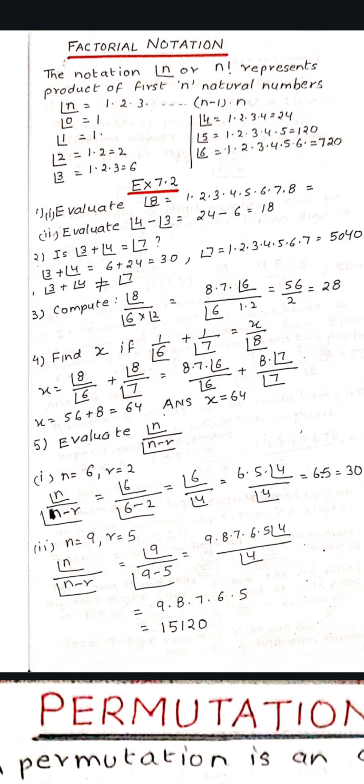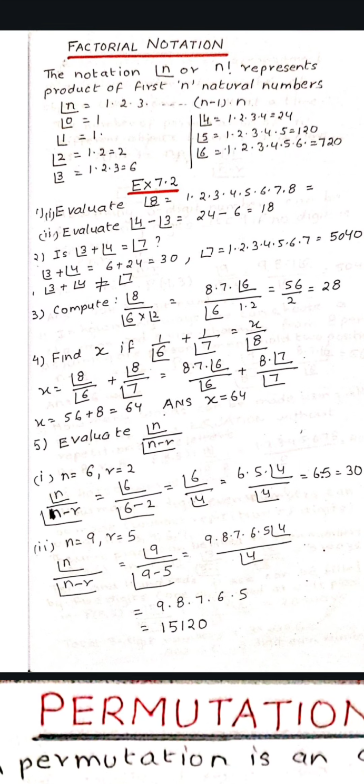We can see the notation n with a line and dot represents the product of first n natural numbers, where factorial n is equal to 1 into 2 into 3 up to n minus 1 into n. Factorial 0 has value 1.